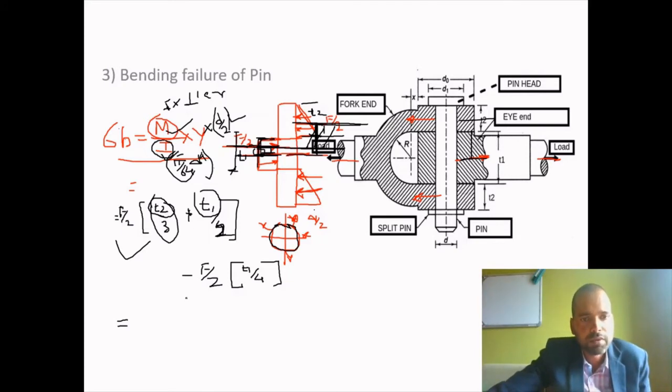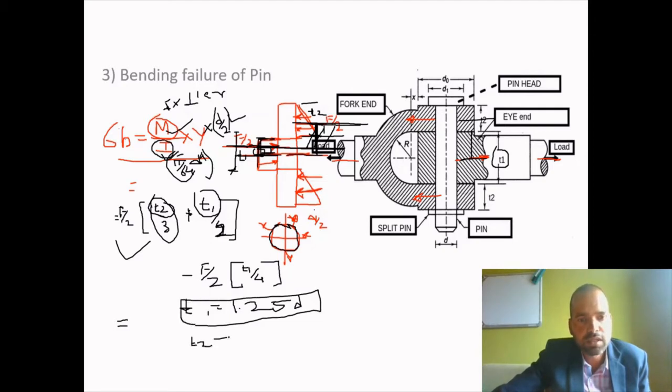So t1, that is the distance of the single eye end, will be taken equal to 1.25 times d. Now from where did it come? It came from the empirical relation or past experience, and t2 is taken as 0.75 times d to calculate the diameter of the pin, right? So if you put this value, the design of the knuckle joint will become safer by empirical relation.